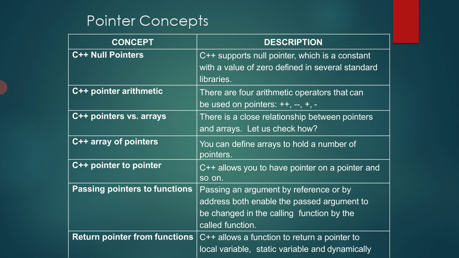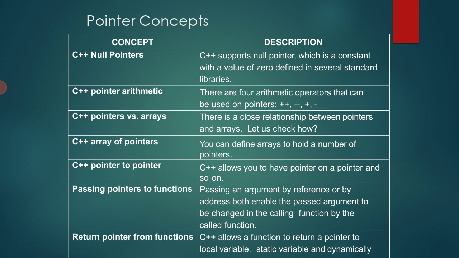Next is passing pointers to functions. So passing an argument by reference or by address both enable the passed arguments to be changed in the calling function by the called function. So we also have the privilege that we can pass pointers to a function. We have already studied that in the last video or last slide.